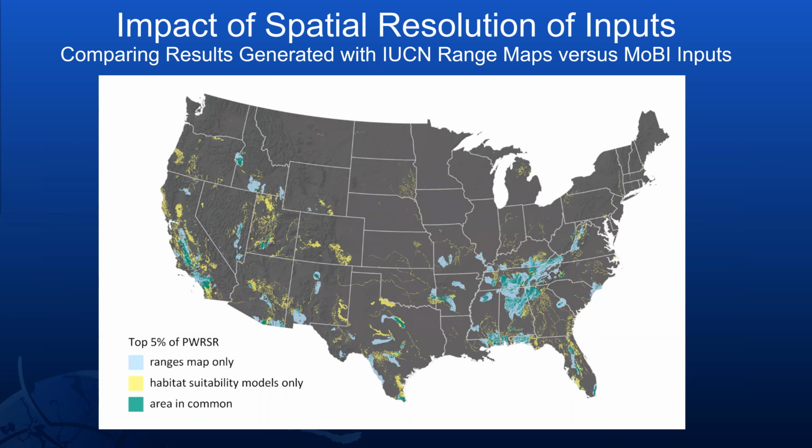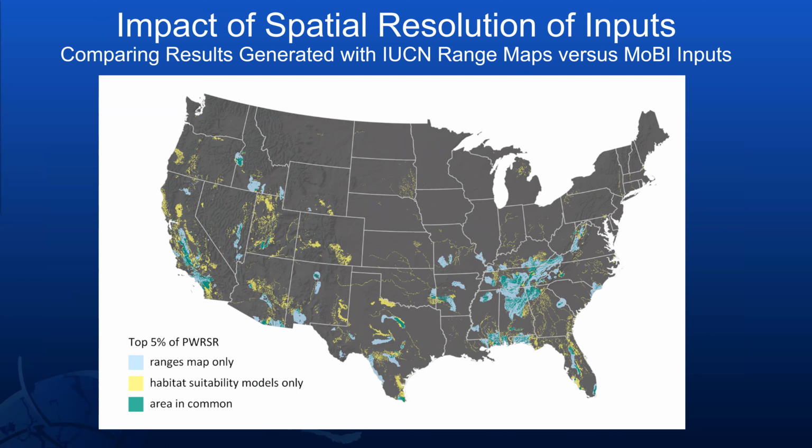In this map, we're comparing the highest 5% of values for protection weighted range size rarity summed across the 3 imperiled vertebrates, birds, mammals, and amphibians, because we have both data types, the range maps and the models for those species groups. Using range maps, it identifies 850 unique polygons with an average size of well over 450 square kilometers, while the higher resolution habitat models identify over 13,000 much smaller polygons that are on average about 30 kilometers each.